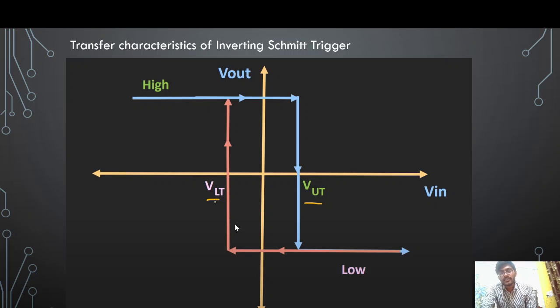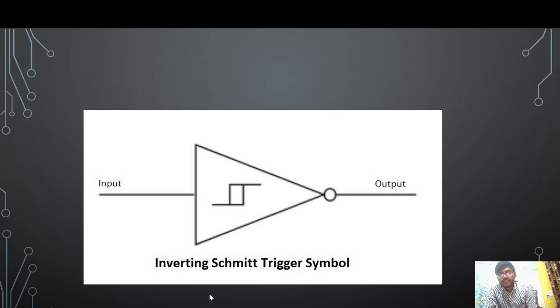Once this input signal crosses the lower threshold value, once again our output will become high, and this is the transfer characteristic curve of an inverting Schmitt trigger. And this curve can be shifted either right or left by providing an external reference voltage as the input to this inverting Schmitt trigger. So this is the symbol of the inverting Schmitt trigger.